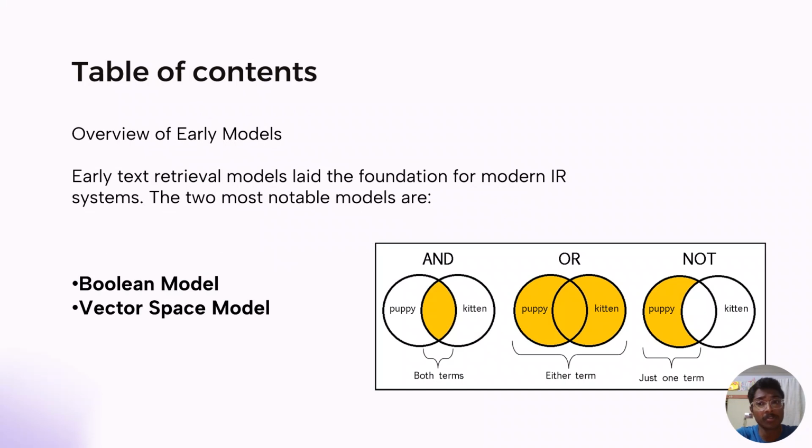So let's have a small overview of the early models. Early text retrieval models laid the foundation of modern information systems. The two most notable models are the Boolean model and the vector space model. Now let's understand what this Boolean model is.